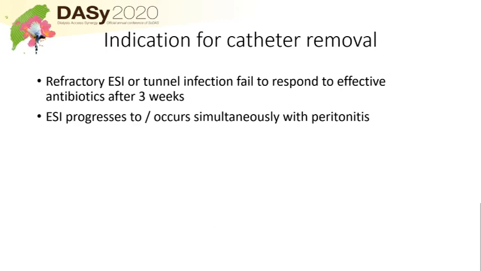There are several indications for catheter removal. They are, first, refractory exit-site infection or tunnel tract infection that failed to respond to effective antibiotics after 3 weeks, or if the exit-site infection progressed to or occurs simultaneously with peritonitis.